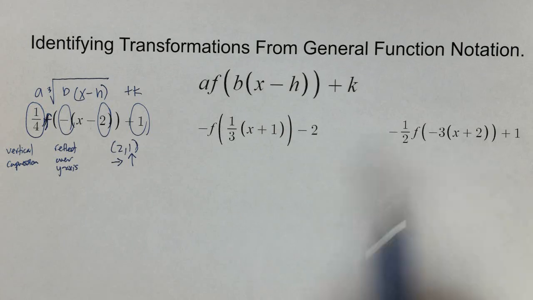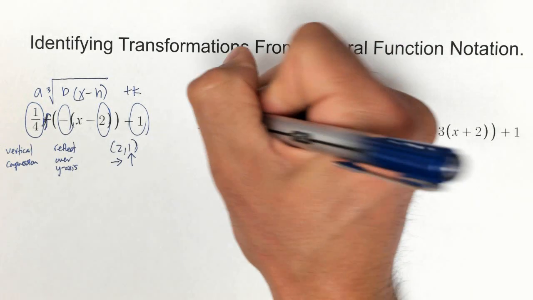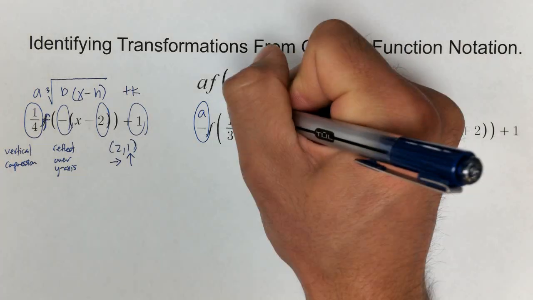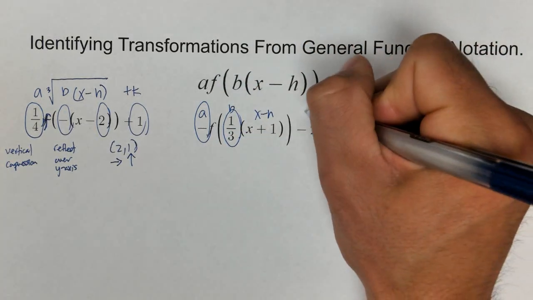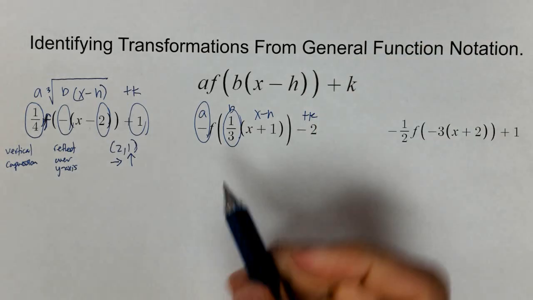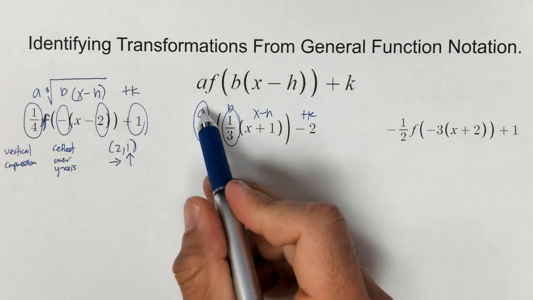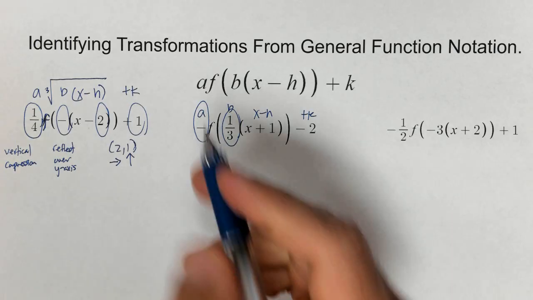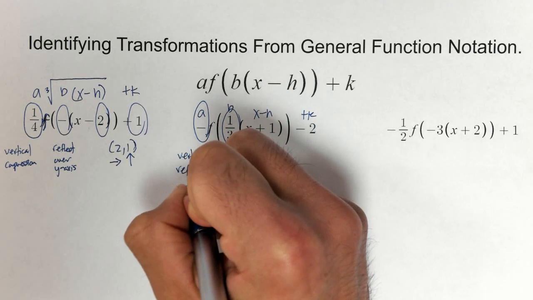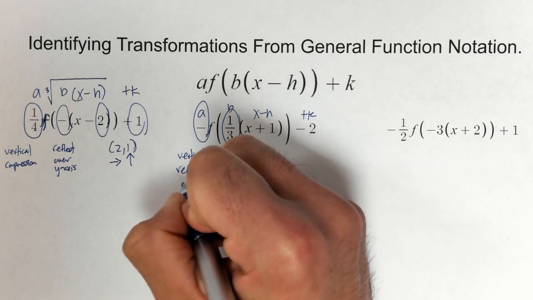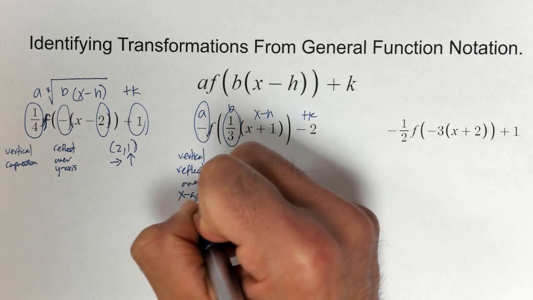Feel free to practice with these other ones. I'm going to walk you through them as well. Here I have the a value being negative. B is 1/3. You have x minus h, and then plus k. So since a is negative, we're going to do a reflection vertically, right? So a vertical reflection over the x-axis.